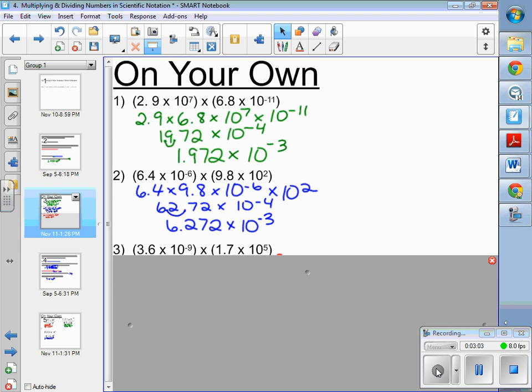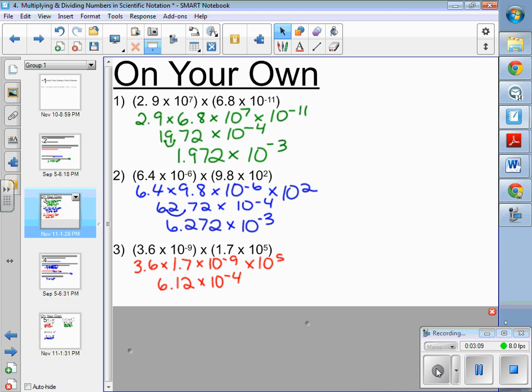All right, and our last one is here. You go ahead and pause it and do it, and come back. Here we have 3 and 6/10 times 1 and 7/10, which gives us 6 and 12 hundredths, and 10 to the negative 9th times 10 to the 5th gives us 10 to the negative 4th, and 6 and 12 hundredths is already in scientific notation written out that way. So we are finished with that problem.